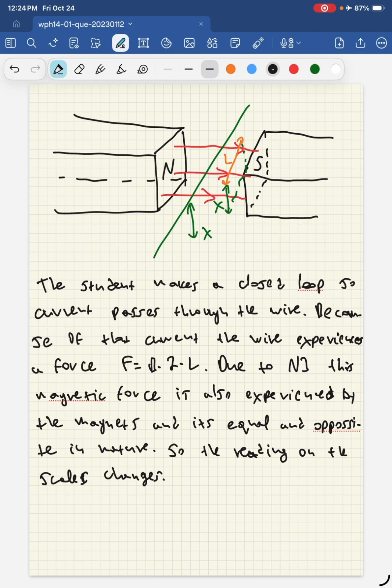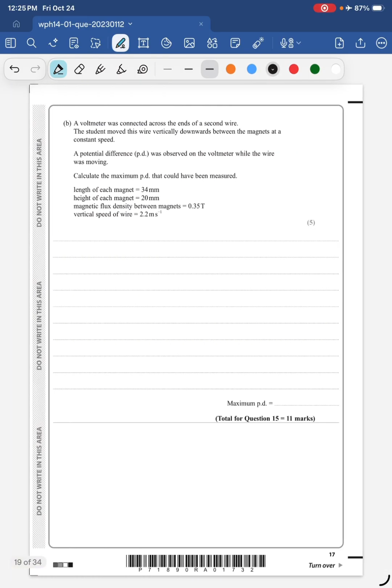So in this problem, you pretty much have to recognize that two things are going on. The first thing is that the motion of the wire up and down through the magnets cuts the magnetic field lines, creating a current, because this is a closed loop. Okay, so that current creates a magnetic field that is experienced by the magnets. Therefore, the reading of the scales changes.